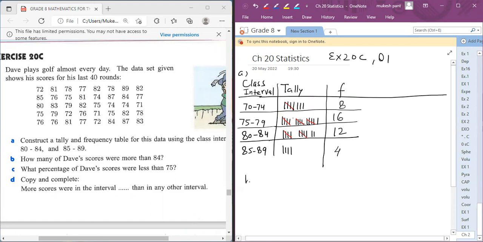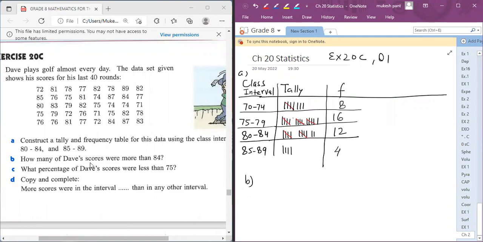Now, if you look at B, there will be some questions based on this table. Means you need to interpret. It will assess your understanding of this table. Okay, let's look at this one.